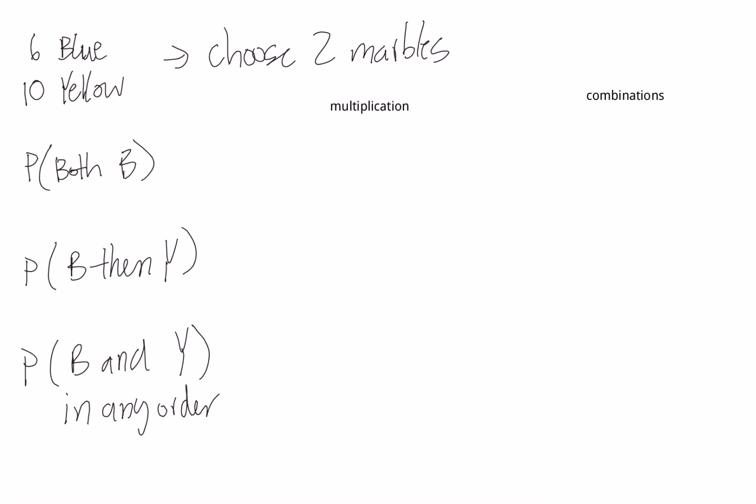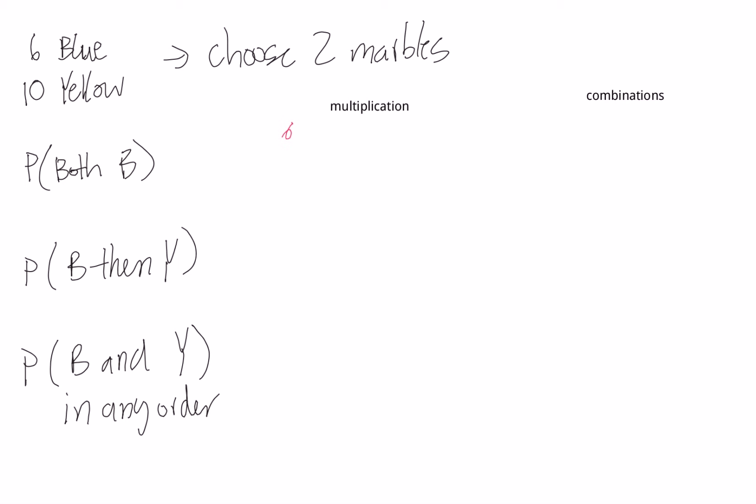Okay, let's do one more. So this one is a similar kind of question again, except we have marbles. So we've got marbles in a bucket or a hat or something, and we're going to reach in and pick them out. Let's suppose there are 6 blue and 10 yellow. So the first question is, how would we solve it if we get 2 blues in a row?